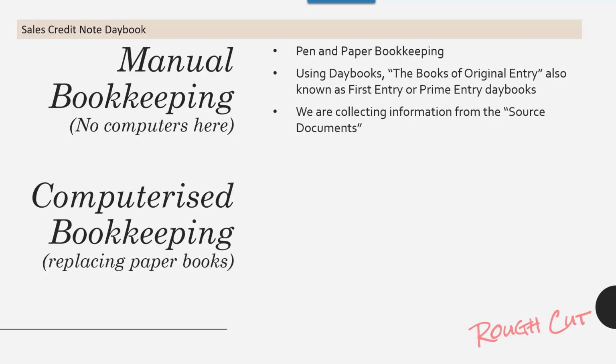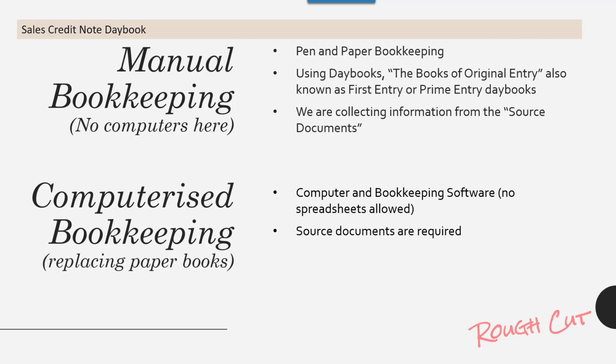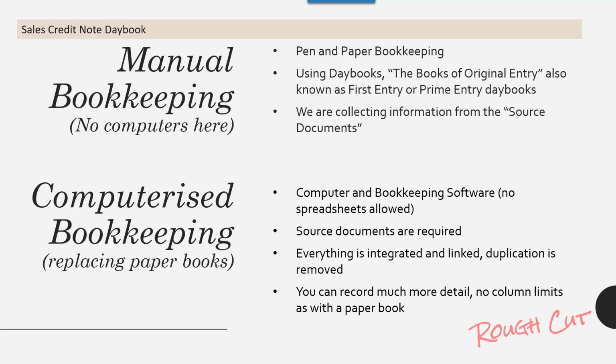Computerized bookkeeping, we're going to replace the paper books and we're going to have computer and bookkeeping software. No spreadsheets are allowed. Source documents are required. Everything is integrated and linked. Duplication is removed. You can record much more detail, no column limits as with a paper book.